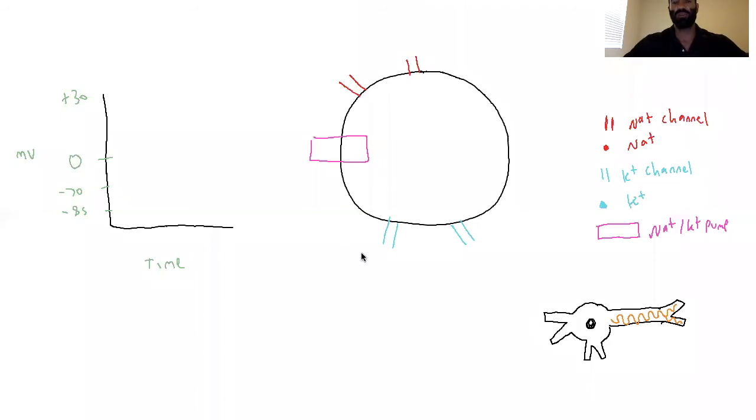All right, everyone, for the next part of the lecture, we are going to talk about generating an action potential. Now, as we talked about, excuse me, I'm just going to finish this by putting gates onto these channels. These are going to be channel gates.